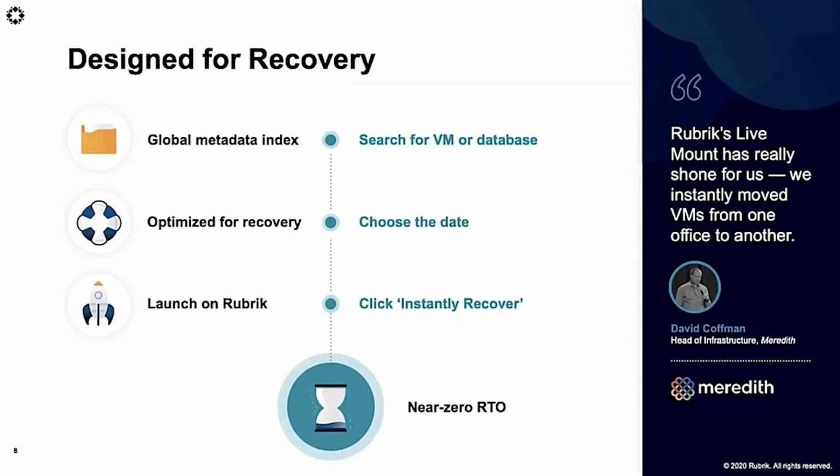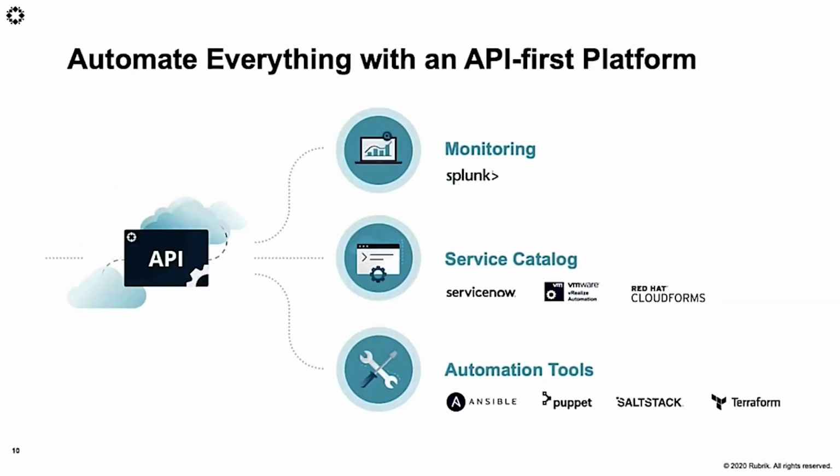So Rubrik really is designed for recovery first, though. We have a global metadata index, so it's easy to recover both files, VMs, or databases. We're optimized for recovery, so we're using flash-enabled disks in order to recover quickly. And that gives us near zero RTOs from a recovery perspective. And with Rubrik, it's all API first, so I can automate everything from monitoring through Splunk to service catalogs or ITOMs like ServiceNow, VRA, VRO, automation tools like Ansible, Puppet, SaltStack, etc.